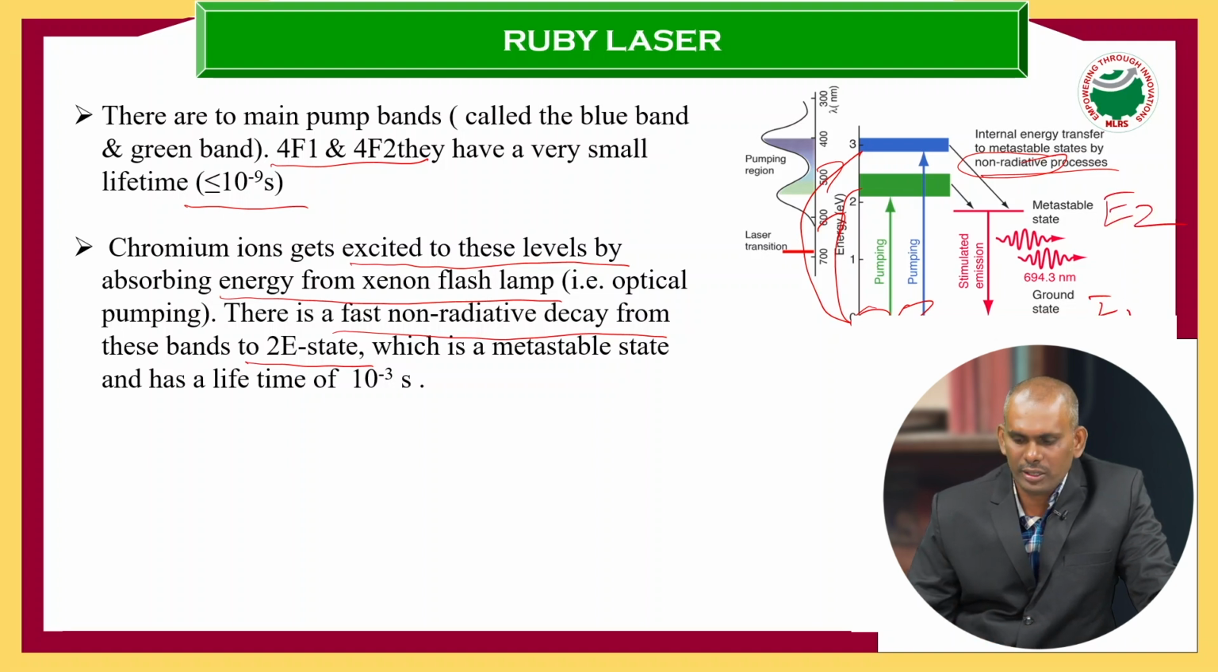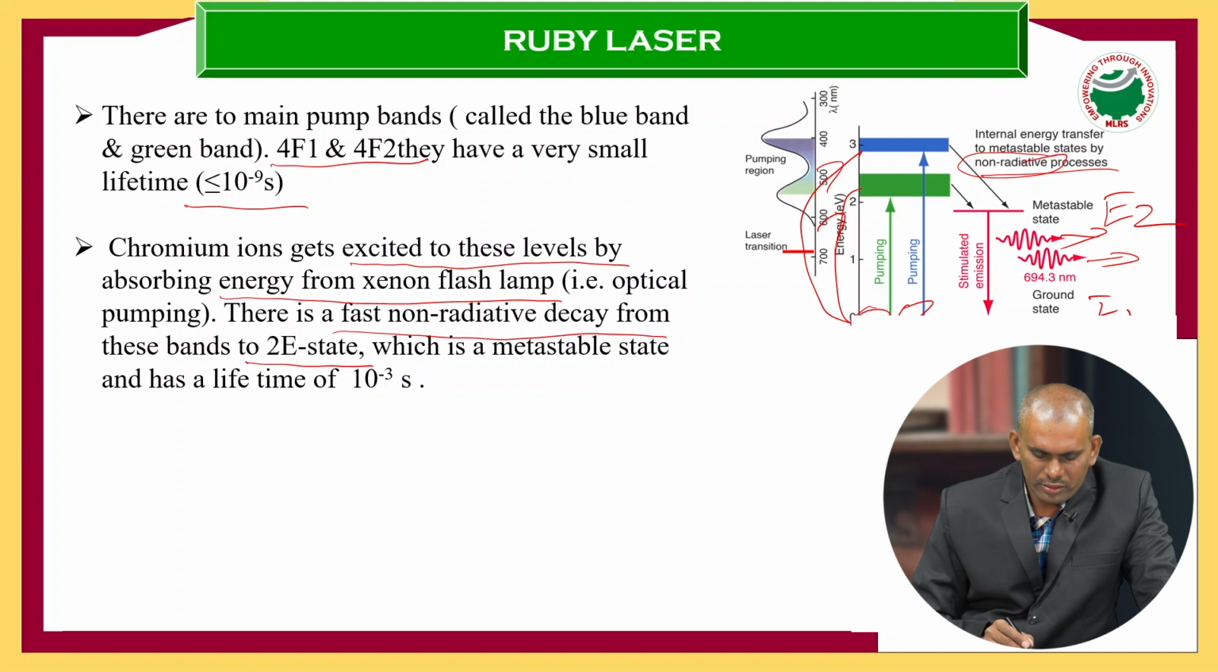From E2 to E1, the atoms while they are de-exciting are releasing their excess energy in the form of photons. That's why the E2 to E1 process we can call a radiative transition, and 4F1, 4F2 to 2E, this transition you can call a non-radiative transition. So by absorbing energy from the xenon flash lamp, chromium ions get excited to these levels.